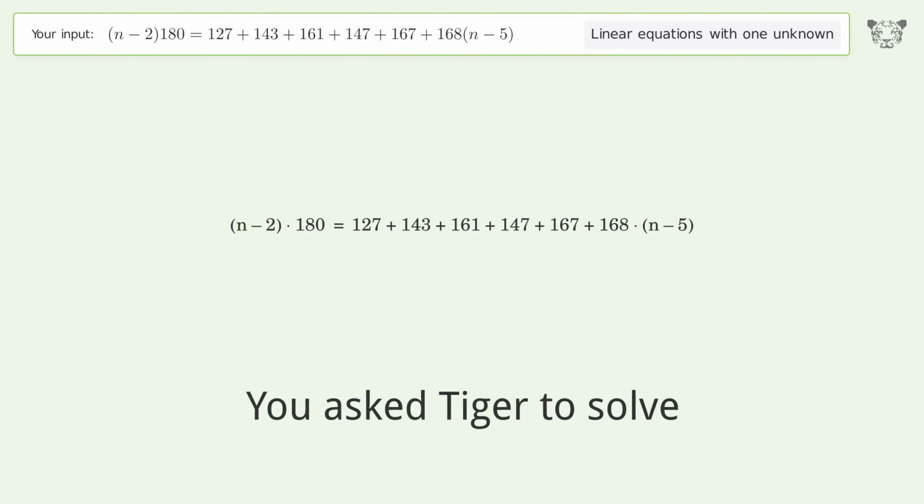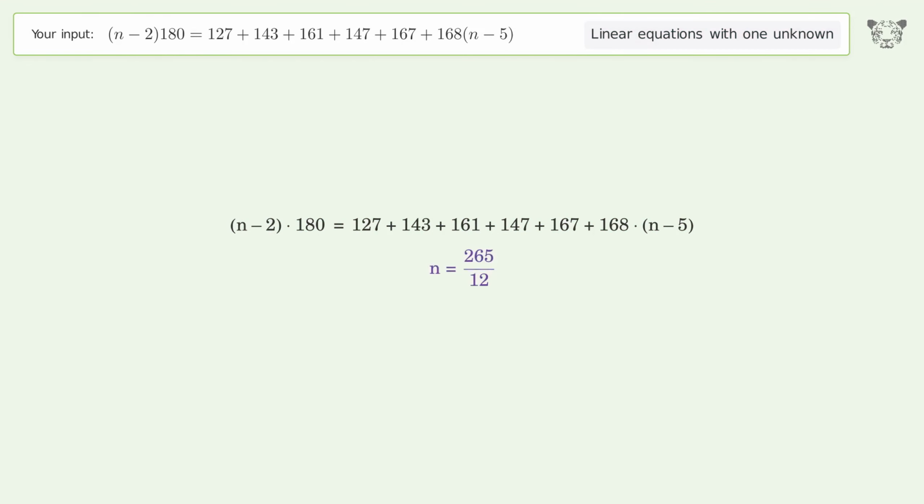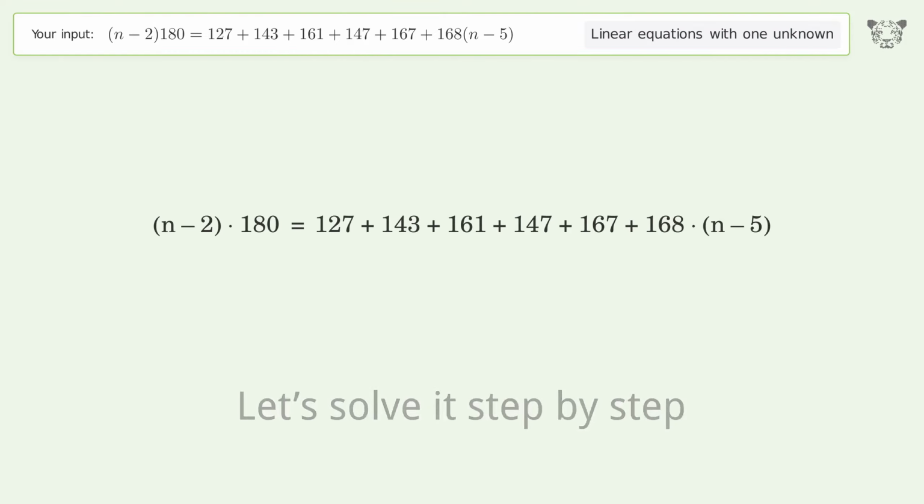You ask Tiger to solve this. This deals with linear equations with one unknown. The final result is n equals 265/12. Let's solve it step by step.